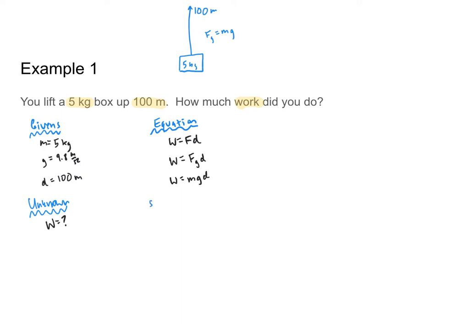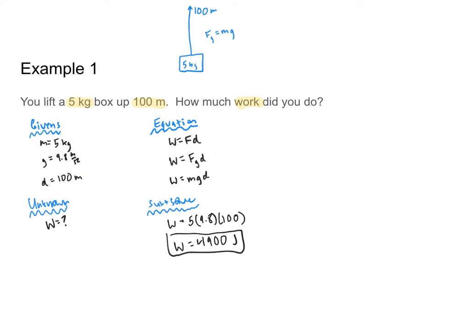Now that I have that, I am ready to sub and solve. I know that W is equal to mgd, thus my work is equal to 5 times 9.8 times 100. Thus, the work required to lift that box up is 4,900 joules. So there you have it, guys. I have now calculated the work required to lift a box up. And in general, when we are lifting something up, this equation, work equals mgd, will hold. So work is equal to the force of gravity times the height that I lift my box up.